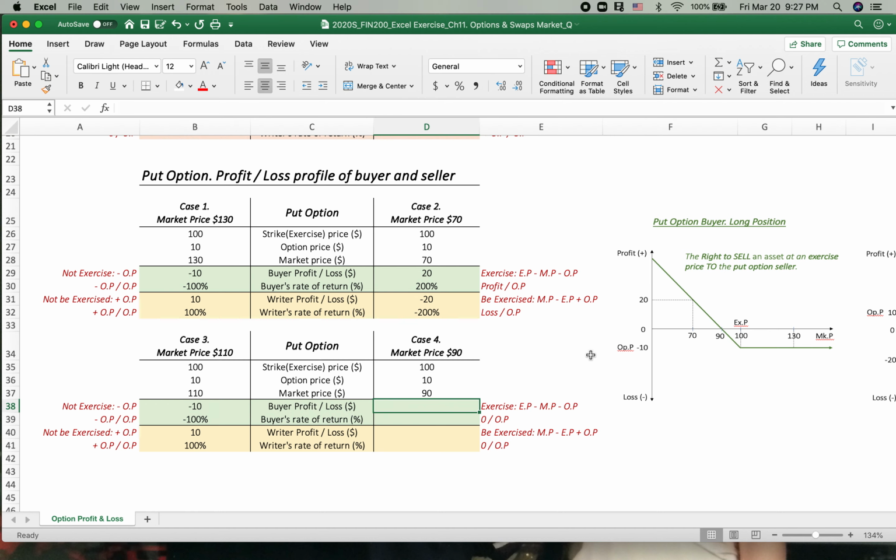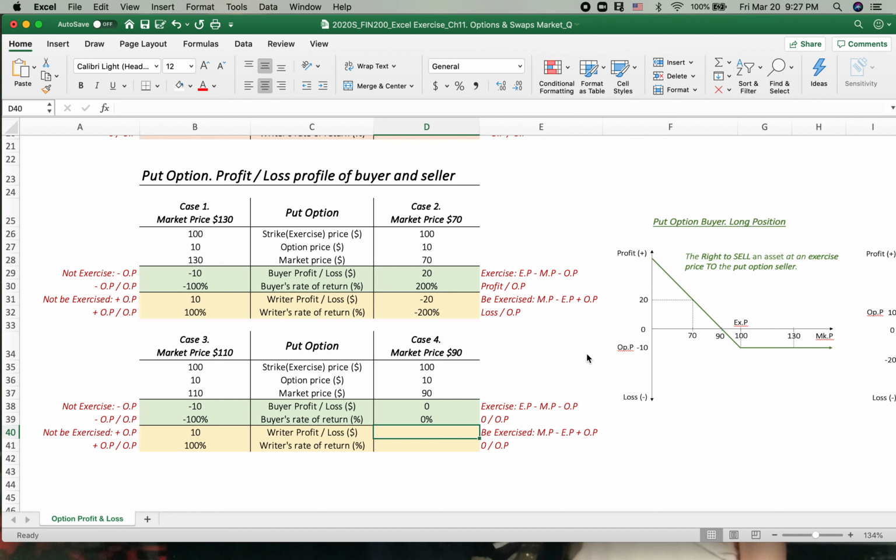When the market price went down to $90, then if you are a put option buyer, again, you will exercise because you can still sell your underlying asset at $100. So $100 minus $90, which is the market price, is the profit, but you already paid $10. So zero profit. So the zero profit divided by investment of $10, the buyer's rate of return is 0%.